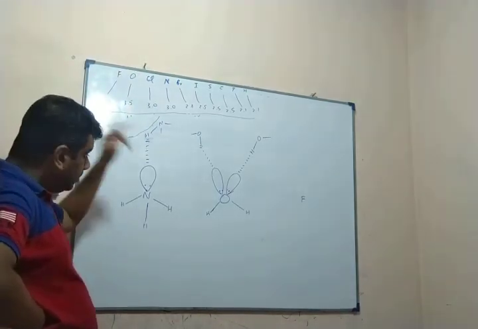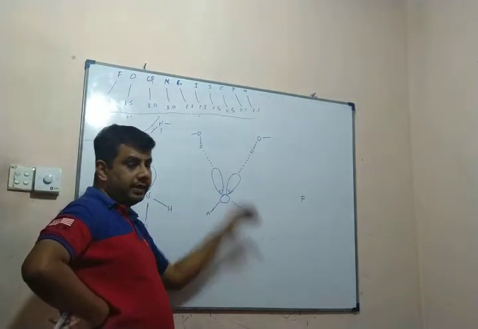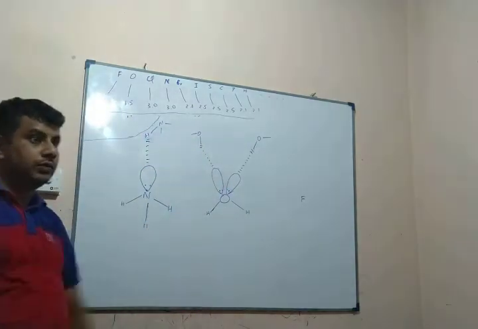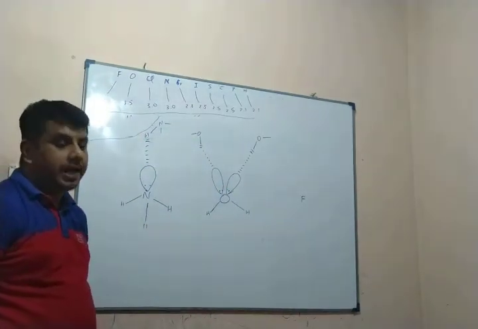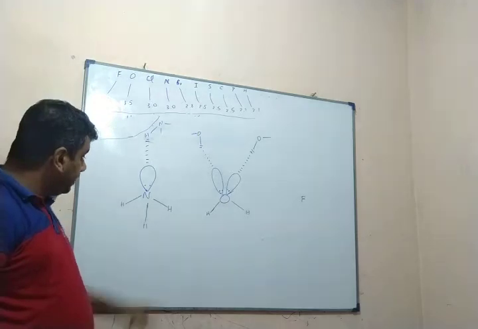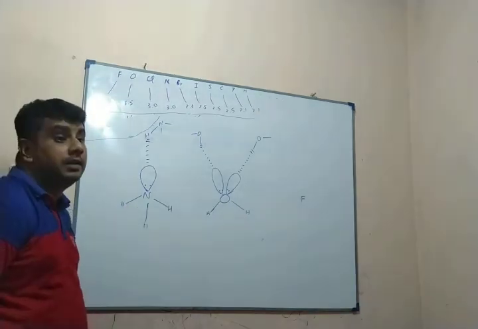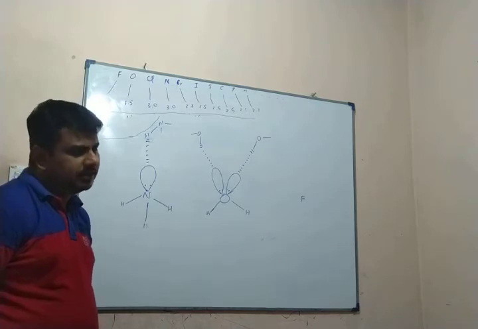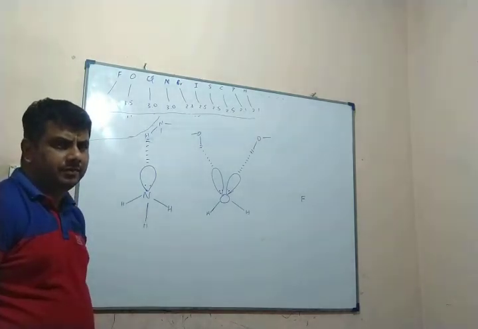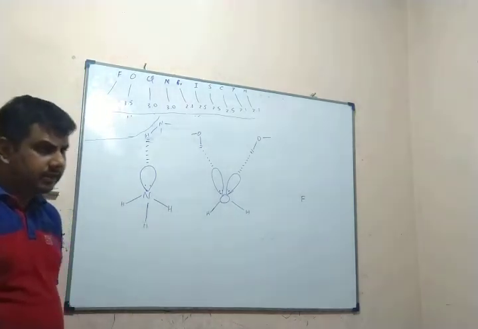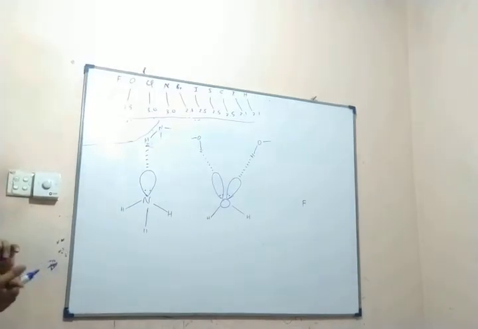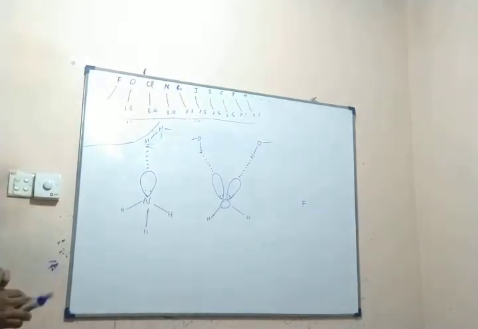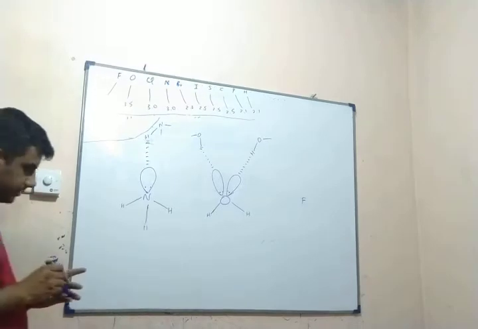What's the shape? Around oxygen there are 4 hydrogens. So what's the arrangement of those 4 hydrogens? Yeah, it's tetrahedral. And here 4 hydrogens, it's tetrahedral. Okay, tetrahedral. Nothing else, right? Tetrahedral.